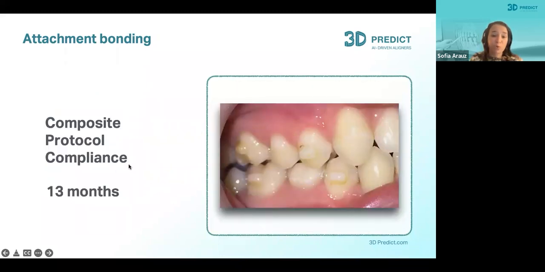If you use this protocol, not only are the attachments not going to stick to the template, they're actually going to stay for a while because you might need those attachments throughout the whole time of your treatment. So in this case, this provider used the great composite protocol to bond those attachments, and you can see the attachments are still in place even after 30 months of treatment.